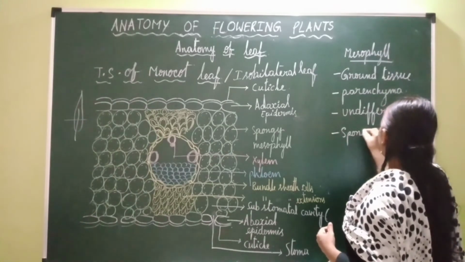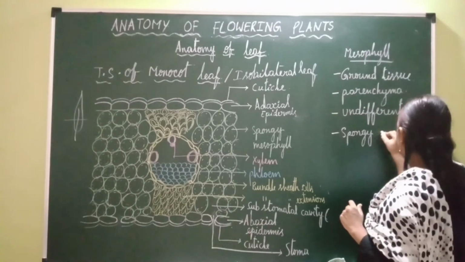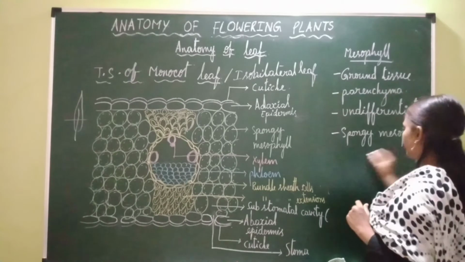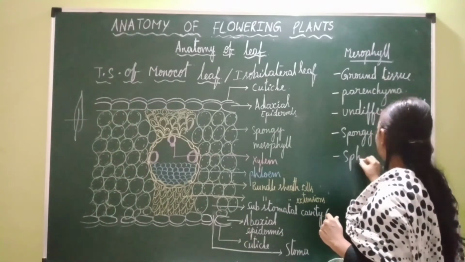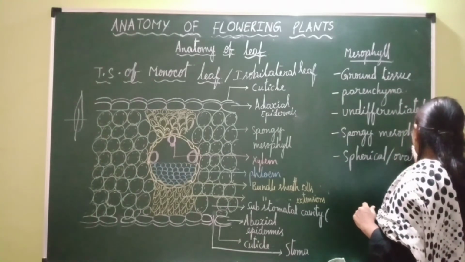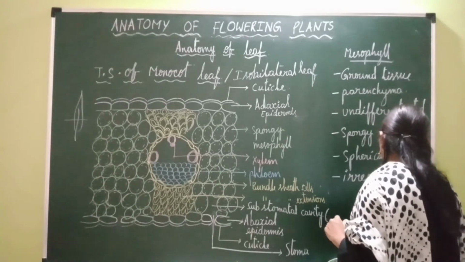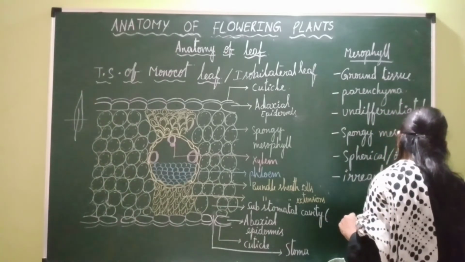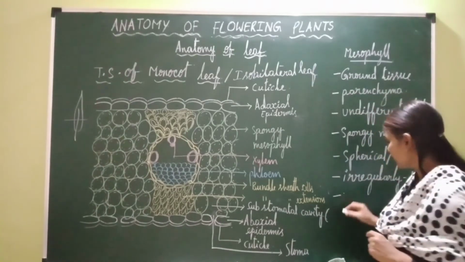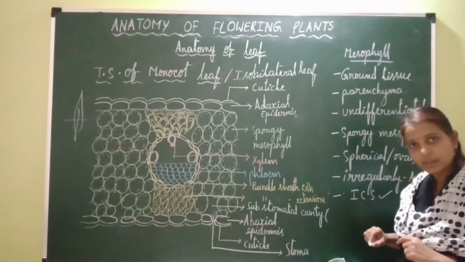And the cells of this spongy mesophyll are nearly spherical in outline. They are spherical shaped or oval shaped, and they are irregularly arranged and packed loosely, and hence intercellular spaces are present in this spongy mesophyll, right?